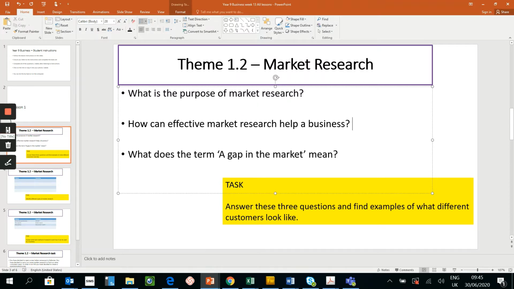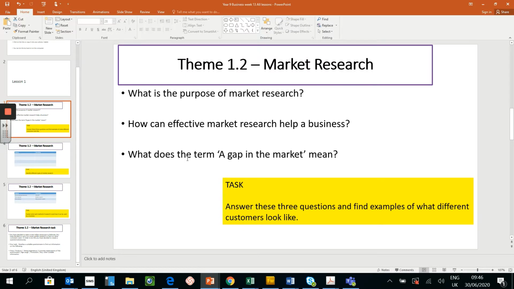So, as I've just said, a gap in the market then. Again, market research helps identify the gap in the market. It's simply a need or an opportunity that does not currently exist. So it's a product or service that currently does not exist in the market, where you feel customers may potentially want that need, that gap, that product or that service, therefore a gap in the market.